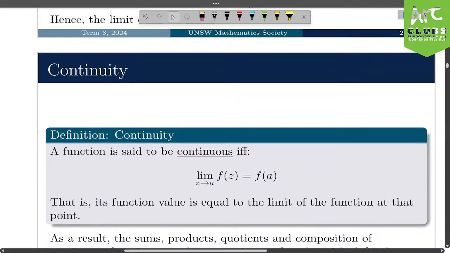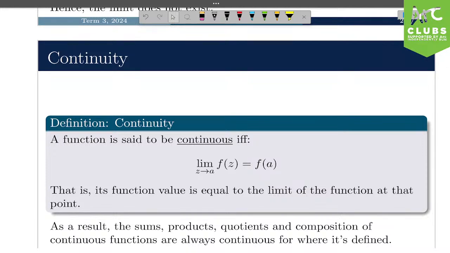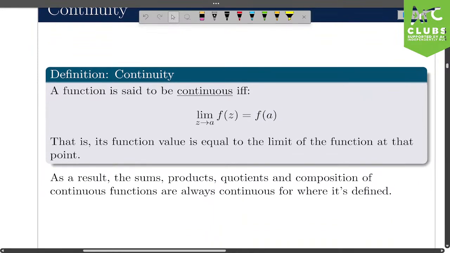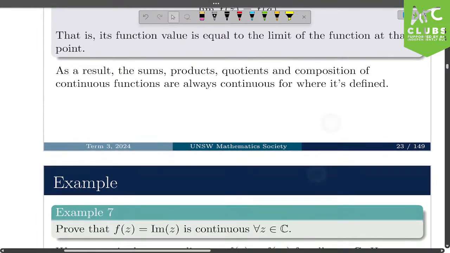And continuity. Similarly to Math 1A and Math 1B, we define continuity the same way as there. Basically, the value of the function at the point is the limit. The sums, products, quotients, and compositions of continuous functions are always continuous where they are defined. And let's look at an example.